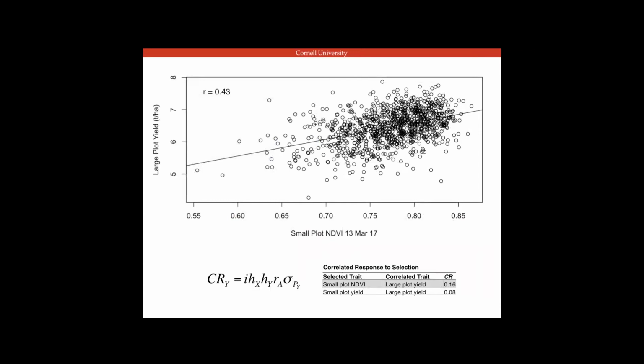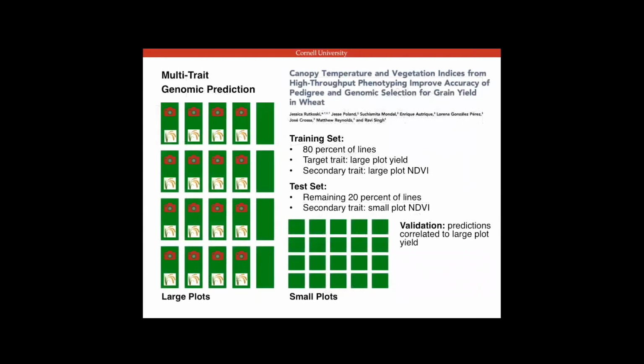I looked at this in terms of correlated response to selection. So in this case, the correlated trait is actually large plot yield, and we could theoretically select off of small plot NDVI or small plot yield. And we're seeing that the NDVI is twice as effective. The reason for this is because it has higher heritability and it has a higher correlation with large plot yield than small plot yield. So these are looking promising as a selection tool.